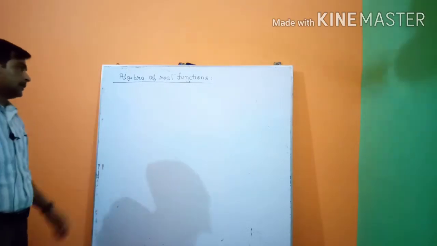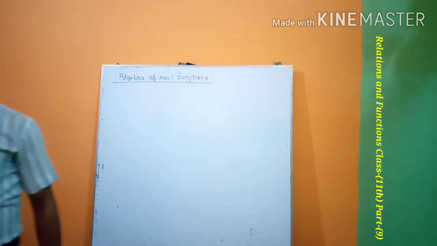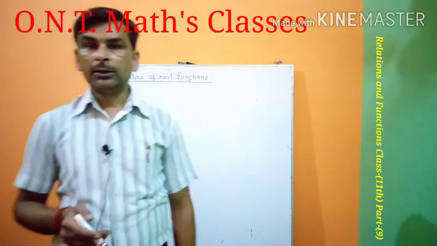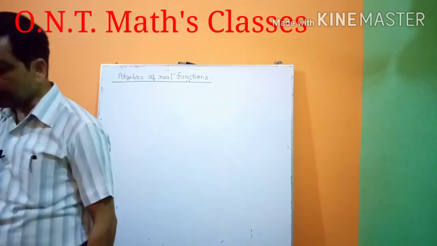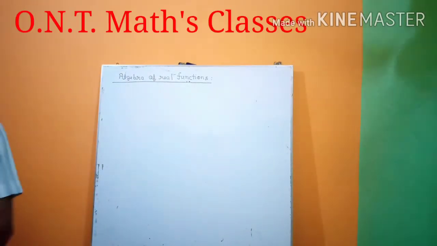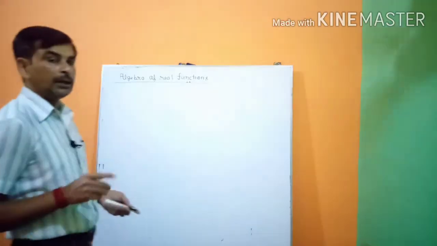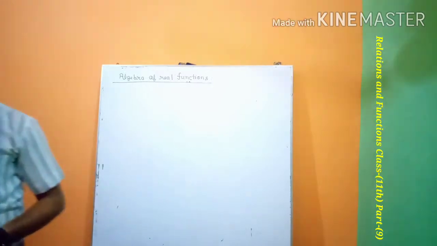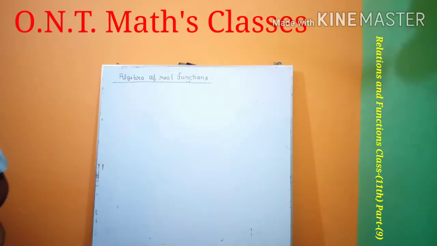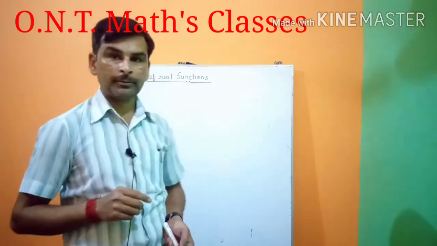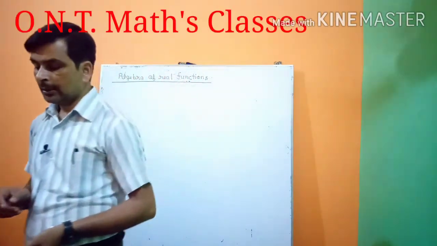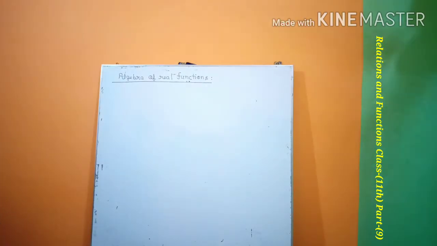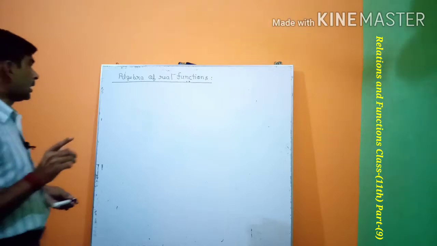In this section, I will tell you how to add two real functions, subtract a real function from another, multiply a real function by a scalar. Here, by a scalar, we mean a real number. Multiply two real functions and divide one real function by another.